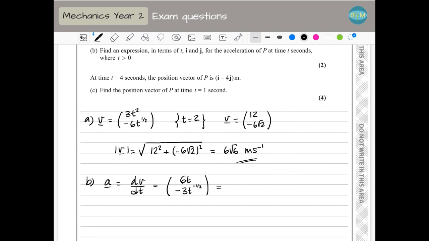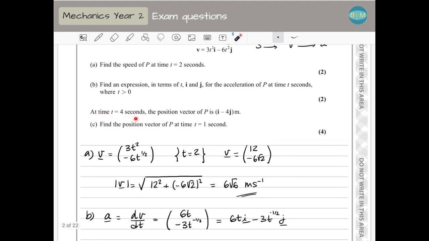I can write in the other notation if you prefer. So 6t i minus 3t to the power of minus 1/2 j. And that's it. That's what I need. That's my expression. I don't have to do anything with it. And then they say at time t equals 4 seconds, the position vector is this one. Find the position vector of P at time t equals 1 second.